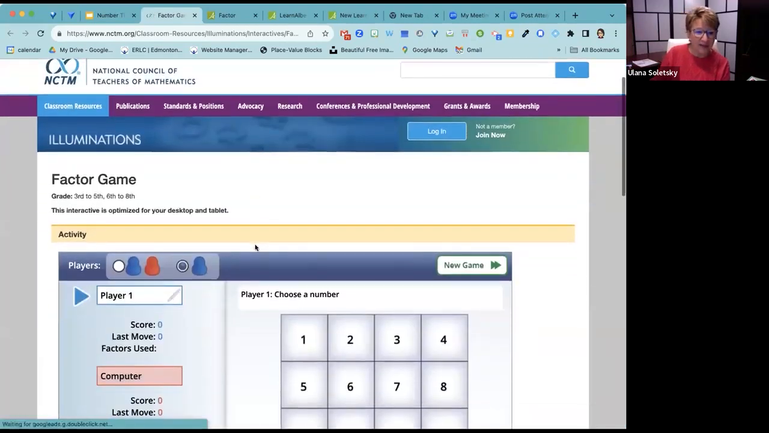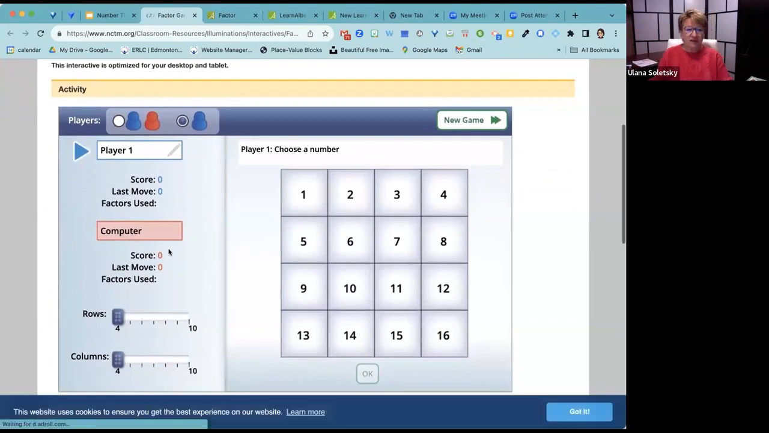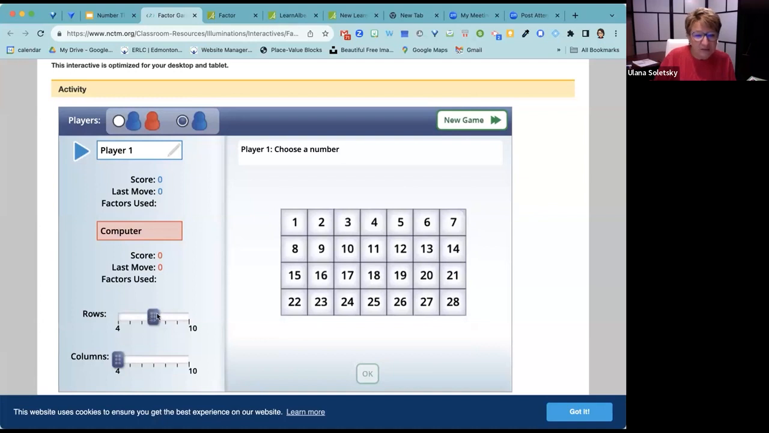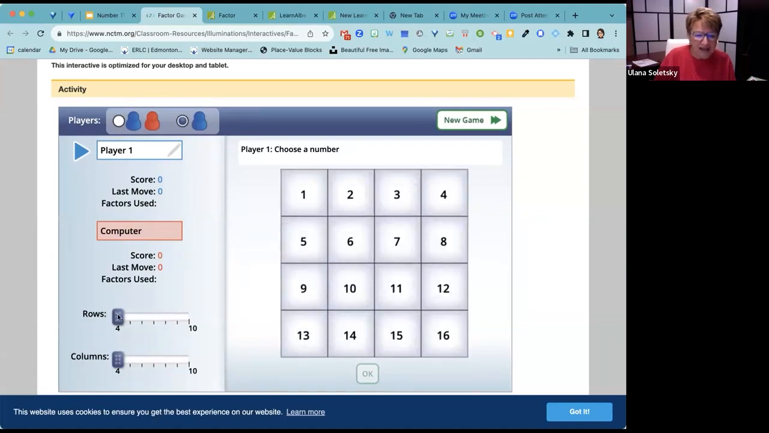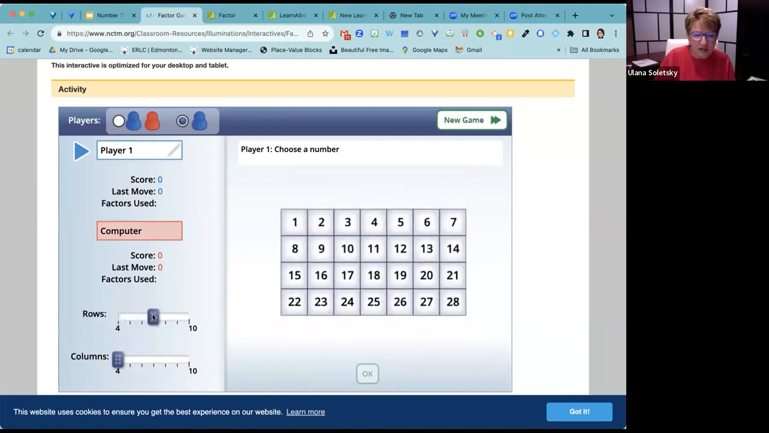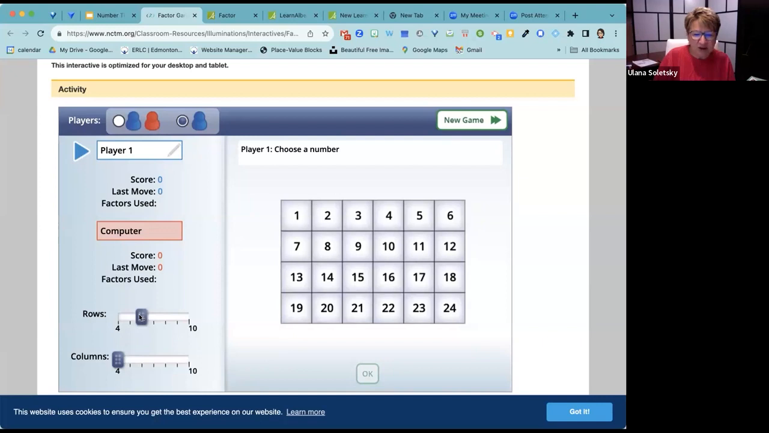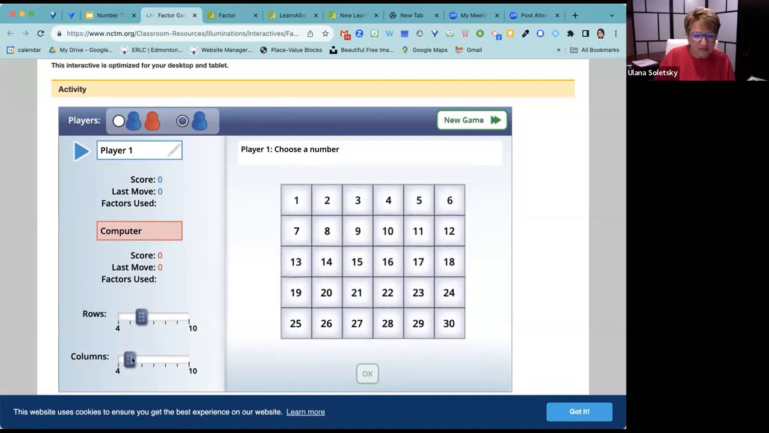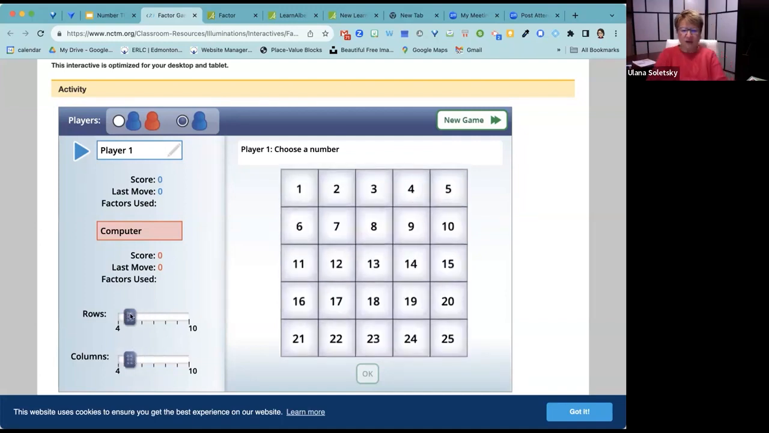It's a factor game. And what you can do is you can say, okay, how many rows do I want? I don't understand why they say that's rows, because those are columns. So I can have 6 columns, and I can have 5 rows or whatever. And that means that I'm just going to be looking for factors up to 25. And so you can play alone as one player, or you can play 2 players, and you can challenge each other.